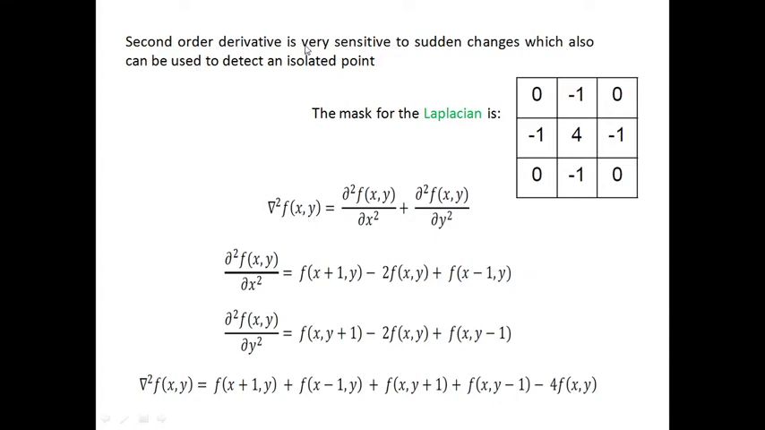The second order derivative is very sensitive to sudden changes, and it can also be used to detect an isolated point. This second order derivative is also called a Laplacian. So this is my Laplacian operator. For this Laplacian operator, the corresponding mask will be like this: 0, -1, 0, -1, 4, -1, 0, -1, 0. Again it is a 3 by 3 matrix.